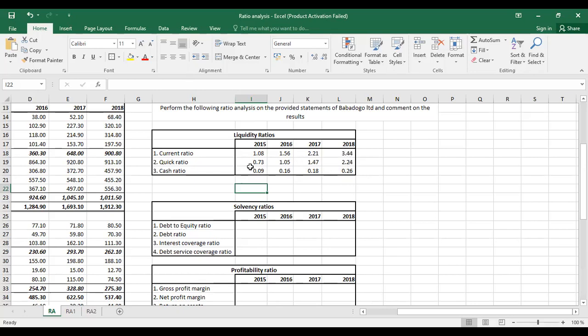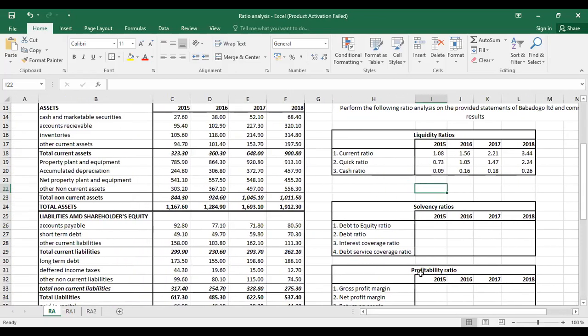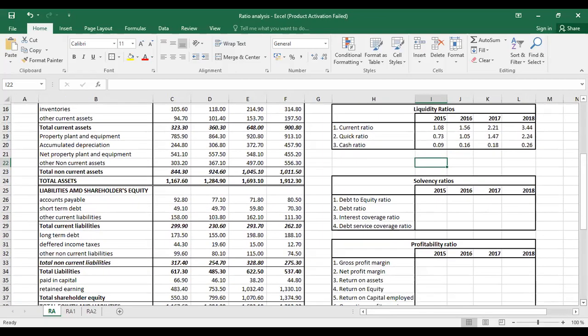As simple as that. So the comment here will be that the company is in a good liquid position, isn't it? The position is good. Then we'll talk of the solvency ratios. This is just what we've covered.